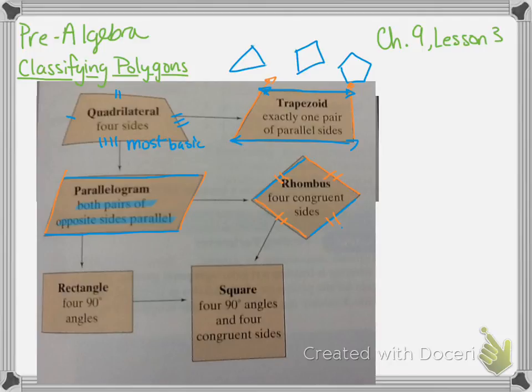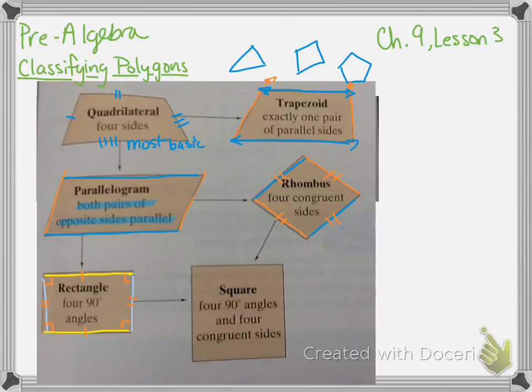A rectangle, on the other hand, is very much like a parallelogram in that the opposite sides are parallel, but they also have 4 right angles. This length and this length are the same, and this length and this length are the same, but unlike a rhombus, they're not all the same length.